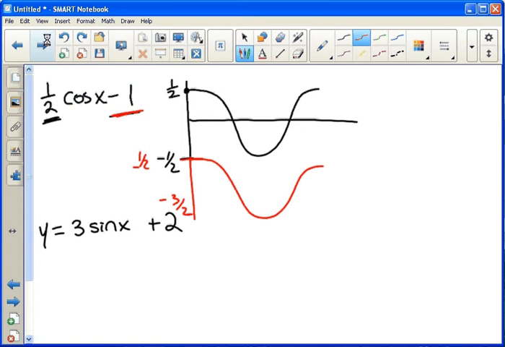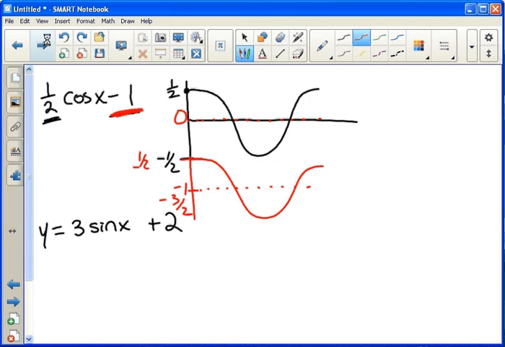And if you notice, its midpoint has moved too. Before, the midline here was at 0. This time, because we shifted down 1, it's at negative 1. So that's one new thing you should label when we have vertical shifts. That's the midline. The midline will just match whatever's right here. Okay?